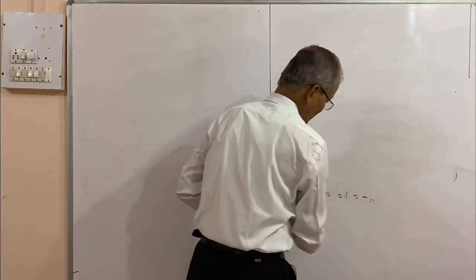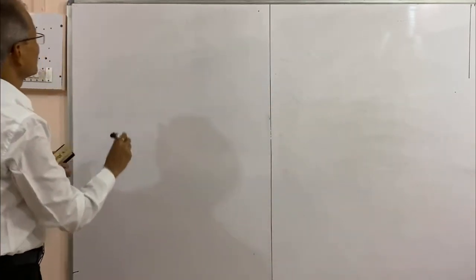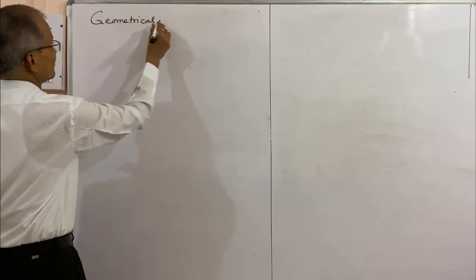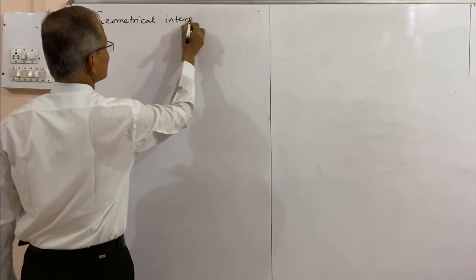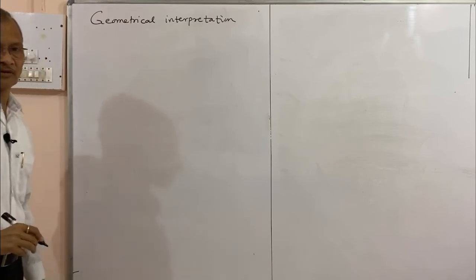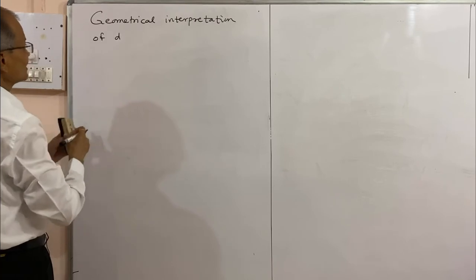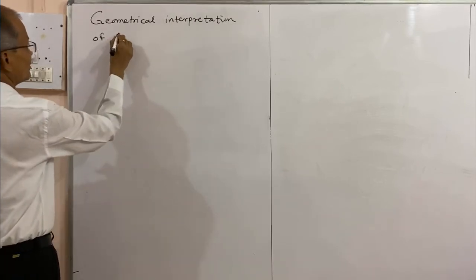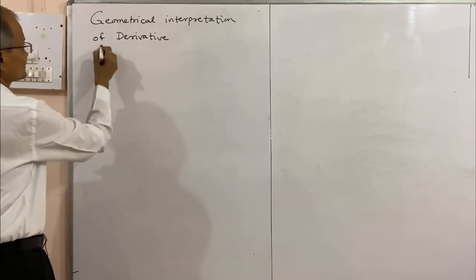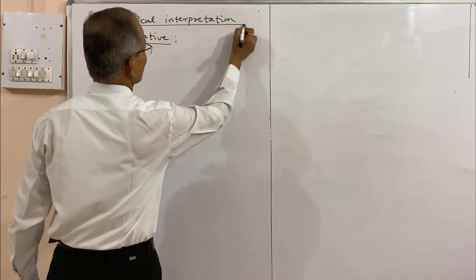Now we shall consider the geometrical interpretation of derivative. That means what is the meaning of derivative, the geometrical meaning of derivative. You have studied this last year also and used this result, but we will see it again. Geometrical interpretation of derivative or geometrical meaning of derivative.